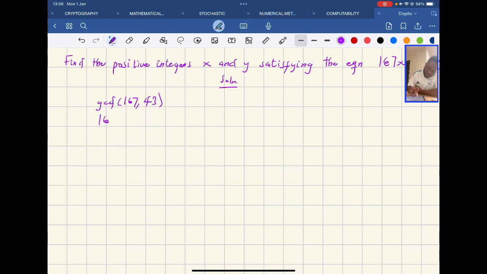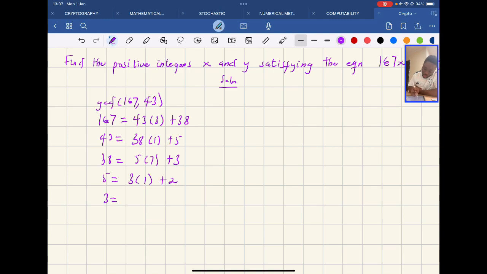We are going to get 167 is equal to, over here, we write this as the quotient. Now, how many times will 43 go into 167? That is 3, plus 38 as a remainder. We write the quotient again. So 43 is equal to 38 times 1 plus 5. 38 is equal to 5 times 7 plus 3. Then 5 is equal to 3 times 1 plus 2. So 3 is equal to 2 times 1 plus 1. Then 2 is equal to 1 times 2 plus 0.